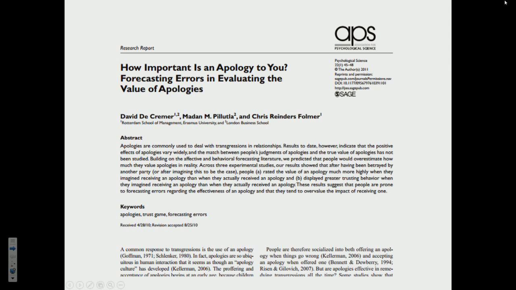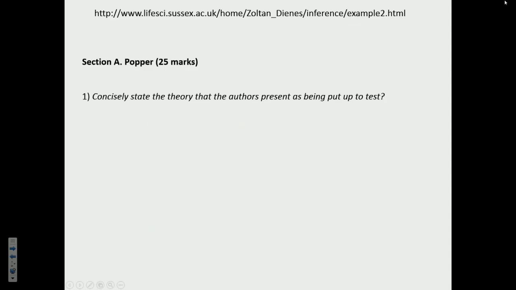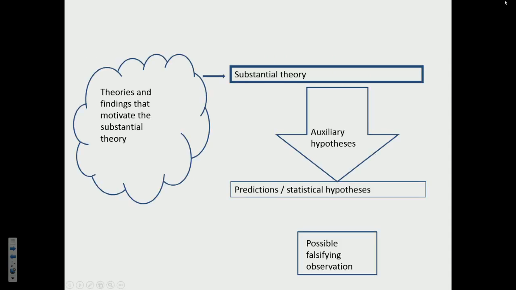Okay, this session, let's pull everything together by applying it to a particular paper. So I hope you've had a go at this paper here. Now, the first section is about Popper, so we'll go through that. And the first question is, concisely state the theory that the authors present as being put up to test. So, in terms of what we've been discussing before, this is asking for the substantial theory, right? It's asking you to isolate what substantial theory was presented in the paper.